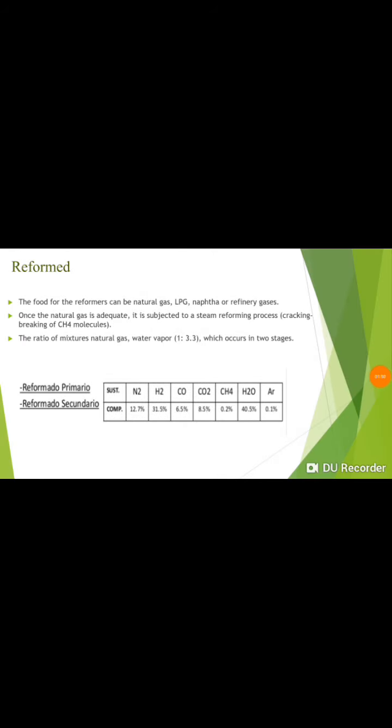Once the natural gas is adequate, it is subjected to a steam reforming process, the cracking, breaking of CH4 molecules, and the mixture ratio of natural gas to water vapor is 1 to 3.3, which occurs in two stages: the primary reforming and the secondary reforming.